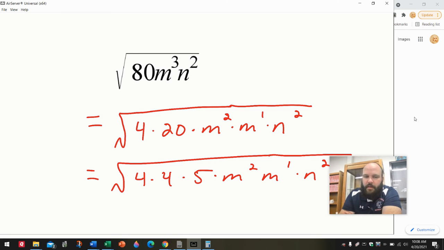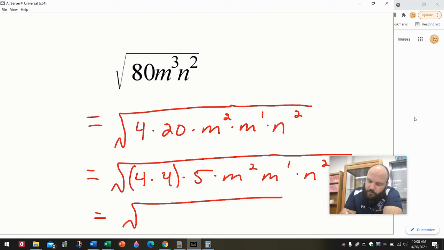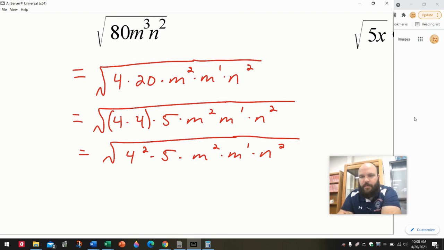And now what you can see is I can rewrite this 4 times 4 as 4 squared, which is what I'll do. So this is 4 to the second, 5, m to the second, m to the first, n to the second. All right, so now we've got it fully broken down. And what you'll see is that everywhere where there's a square gets canceled and the base number gets underlined. So right here and right here.